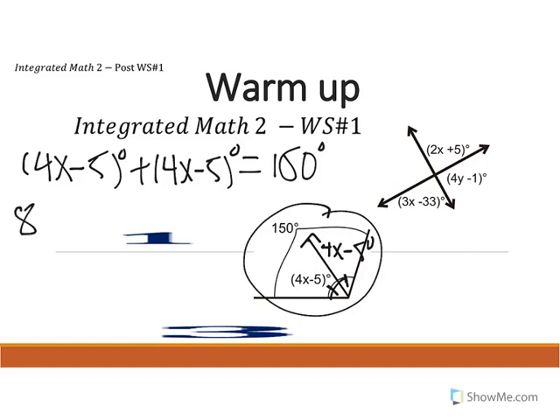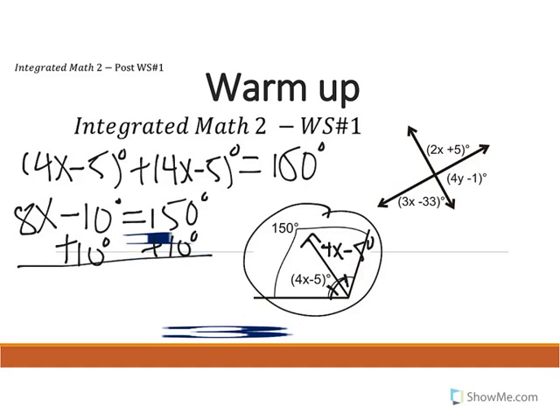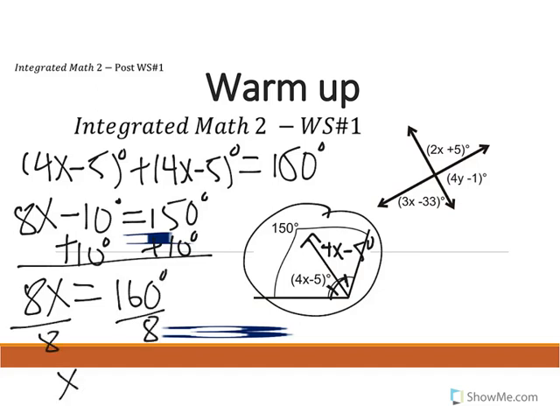So this gives us 8x minus 10 degrees equals 150 degrees. And then from there we can solve for x by adding 10 degrees to both sides. So this gives us 8x equals 160 degrees. So to solve for x, we divide both sides by 8. So then x is equal to 160 degrees divided by 8. So x is 20 degrees.